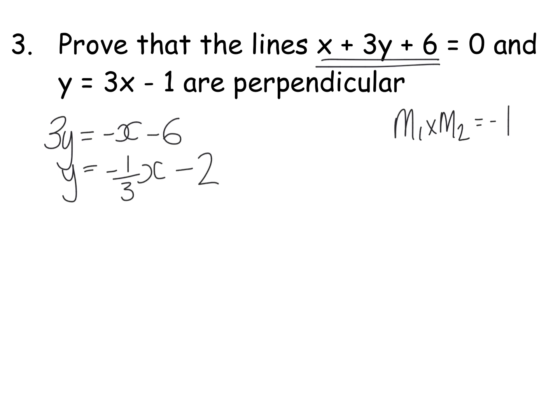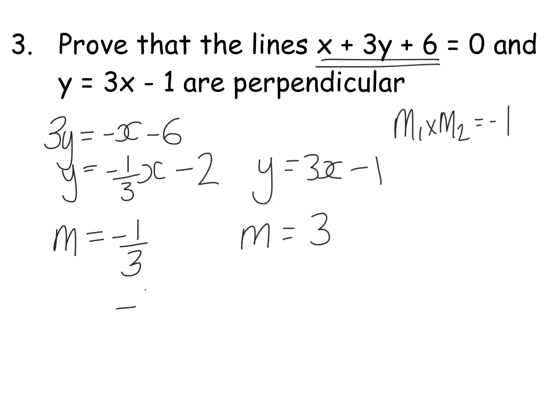Our second line is already there. y equals 3x take away 1. So the gradient of our first line is -1/3. The gradient of our second line is 3. A quick check, -1/3 times 3. Put it over 1 if you need to. If you multiply those, you will get -3/3. Oops, it's easy, which is just -1.